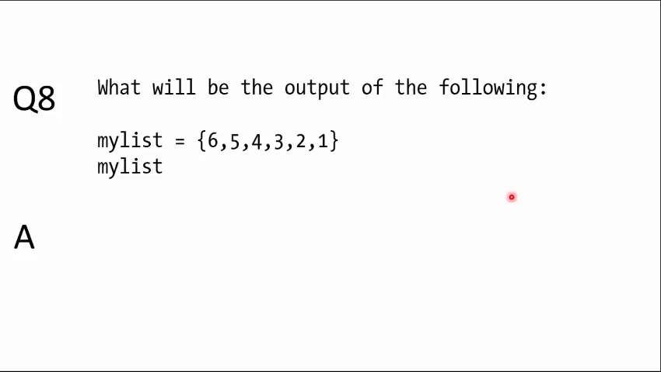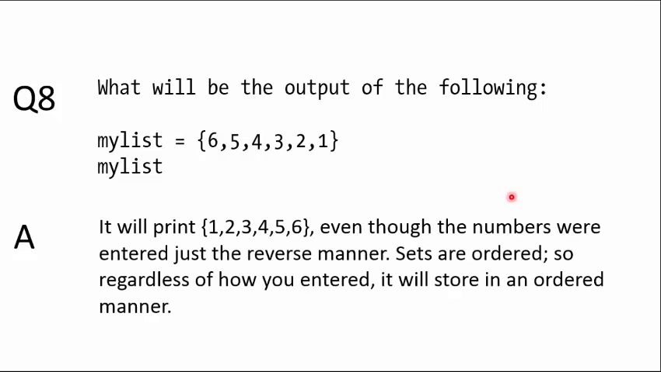Question number 8. What will be the output of the following? My list is this, and then my list. Pause the screen and unpause when you're ready for the answer. It will print 1, 2, 3, 4, 5, 6.